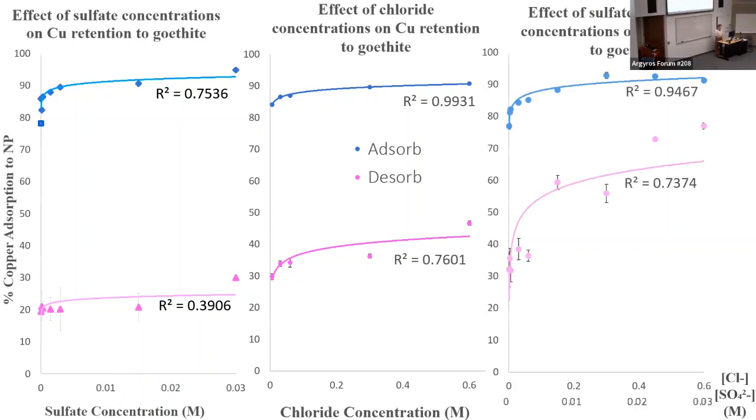And then right here was when we added both chloride and sulfate to see if there was an additive effect. And we did see that there was an additive effect between these two additions. As you can see, it goes from about 30% up to almost 70%. And if we add those two curves together, that is approximately what we get. So we know that they have an additive effect.